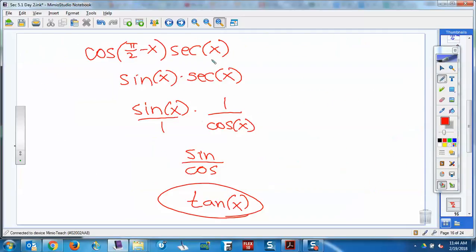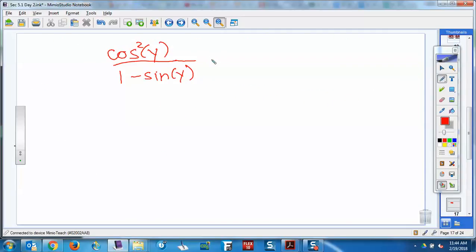So what I'm looking at here is I want to get rid of that 1 minus sine. So I'm going to multiply by a 1 plus sine, because I know that will give me 1 minus sine squared down there. And what's 1 minus sine squared? That's a cosine squared, and I got that set up here. So I'm going to multiply the top and bottom times 1 plus sine y.